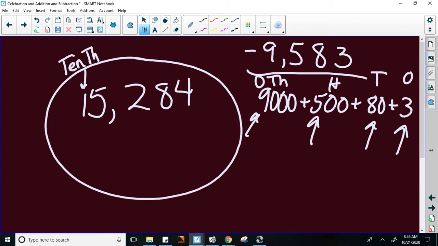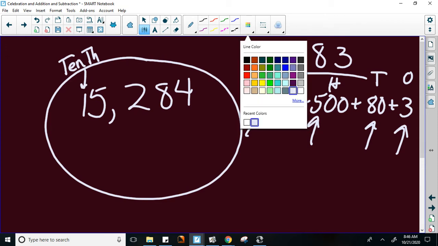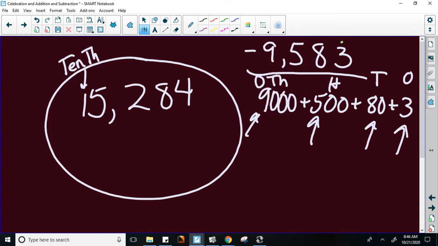This number has only, here, let me get a different color. This number has 1, 2, 3, 4 digits. This number has 1, 2, 3, 4, 5 digits. So this number is obviously the biggest one, the 15,284. All right, so at any rate, you could start anywhere you want. You could do the thousands, you could start with hundreds, you could start with tens, you could start with ones. So I'm just going to start with the thousands.